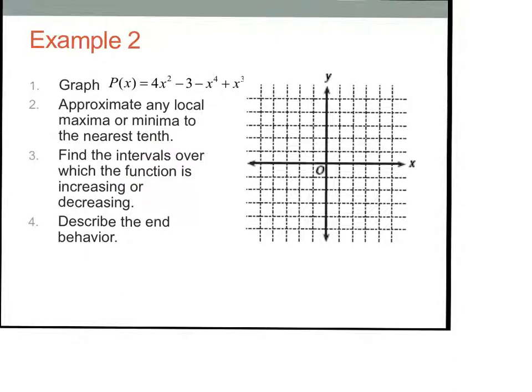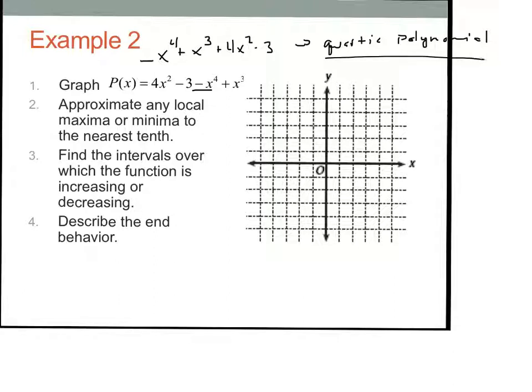The end behavior we can't actually get by looking at this in standard form. So the first thing I'm going to do is rewrite this equation in standard form. I notice that it is going to be negative x to the fourth plus x cubed plus 4x squared minus 3. So this guy is a quartic polynomial. Okay? So it's a quartic polynomial, so that's how we would name it.